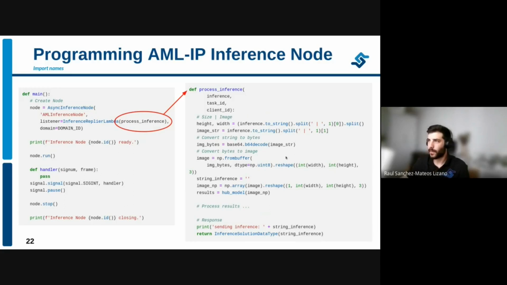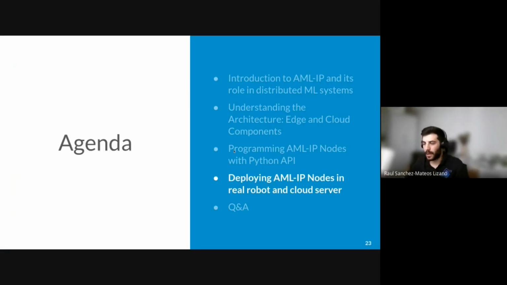So that was all about how to program your AMLIP nodes. Those were pretty simple. The only thing that you need to do is to create the nodes, calling its corresponding constructor functions, and then implement the callbacks that will be called every time that you want to do something.